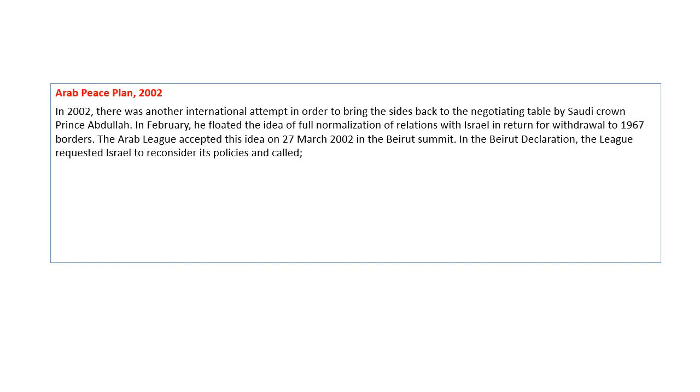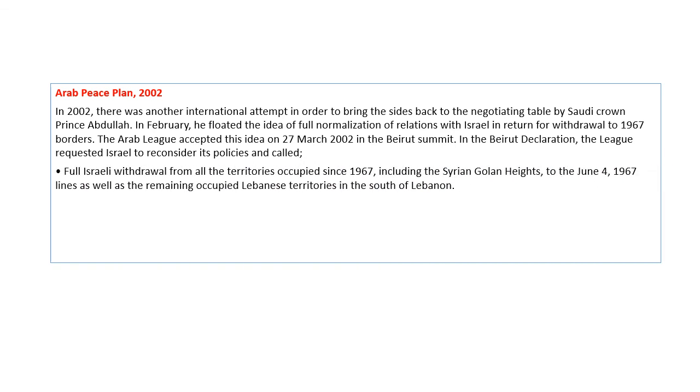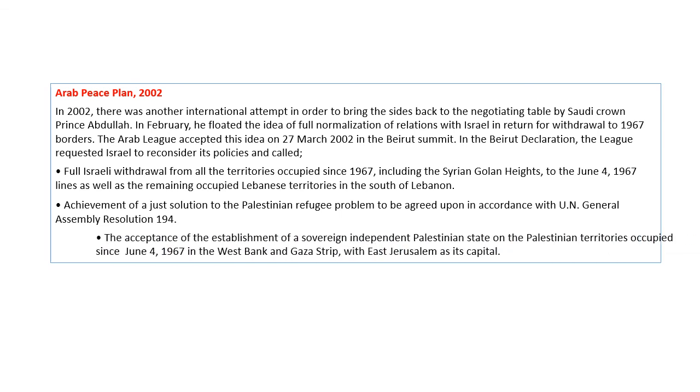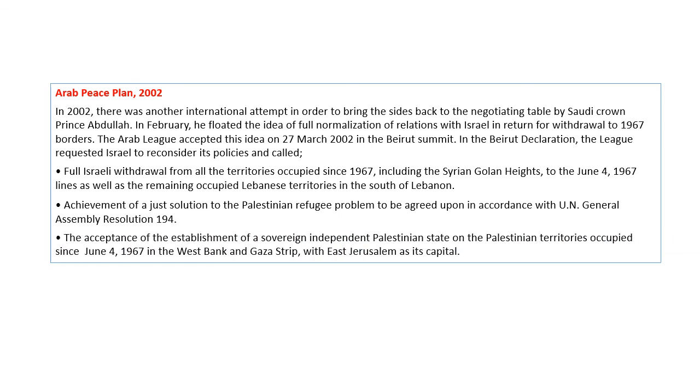In the Beirut Declaration, the League requested Israel to reconsider its policies and called for full Israeli withdrawal from all the territories occupied since 1967, including the Syrian Golan Heights, to the June 4, 1967 lines as well as the remaining occupied Lebanese territories in the south of Lebanon. Achievement of a just solution to the Palestinian refugee problem to be agreed upon in accordance with UN General Assembly Resolution 194. The acceptance of the establishment of a sovereign independent Palestinian state on the Palestinian territories occupied since June 4, 1967 in the West Bank and Gaza Strip, with East Jerusalem as its capital.